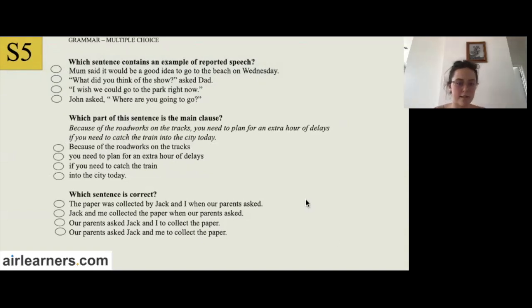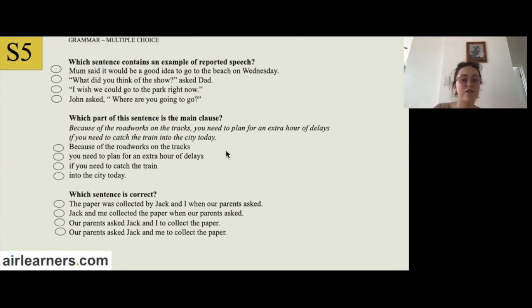Which part of the following sentence is the main clause? Because of the roadworks on the tracks, you need to plan for an extra hour of delays if you catch the train into the city today. So the answer, again, is difficult if you don't know what a main clause is. A main clause is a clause that can form a complete sentence when it stands alone.